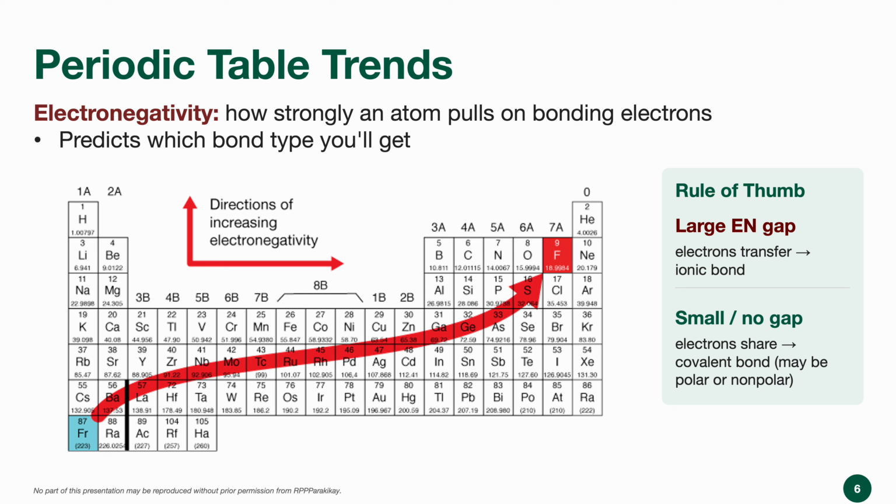For a small difference in electronegativity, it favors electron sharing and therefore covalent bond formation. You can also have a polar covalent bond if there is a difference in electronegativity, but you have a nonpolar covalent bond if there is no electronegativity difference.